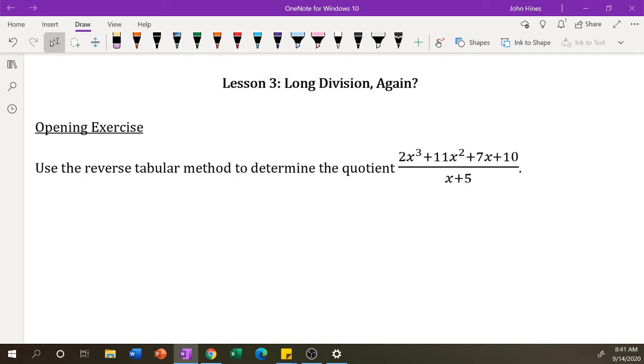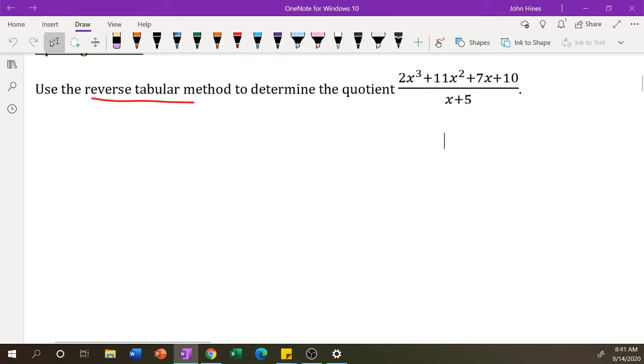So before we get into that, let's do a quick little opening exercise here where I want you to divide 2x to the third plus 11x squared plus 7x plus 10. I want you to divide that by x plus 5 using that reverse tabular method that we went over in lesson 2. So pause the video right now before I go over and give you the answer on how to do it.